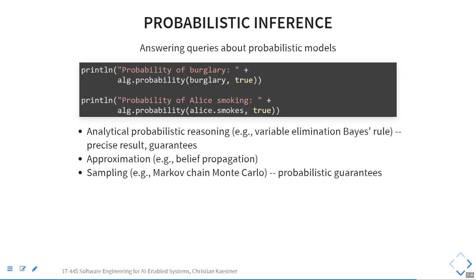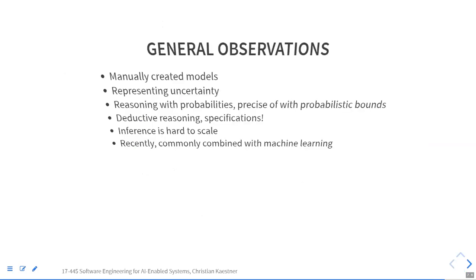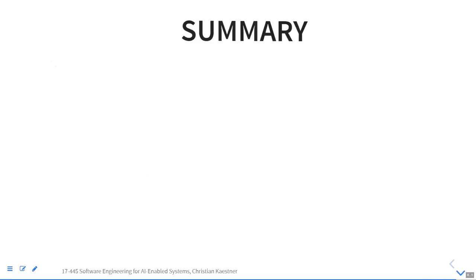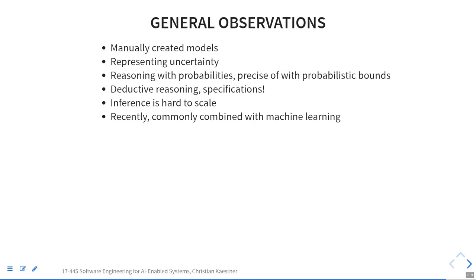It will tell you this is the most likely outcome. This will have a probability of 70% or something like this. We use this for some robotics thing. I don't have the time to talk about this. Again, the thing that I want to talk about here is you manually create models most of the time. You can represent uncertainty and you can reason about this. Again, we have specifications. We know how probabilities propagate. We can actually symbolically reason about this. The inference problem is a really hard problem, similar to Boolean satisfiability, probably much harder. And there are some combinations to solve inference better with machine learning.